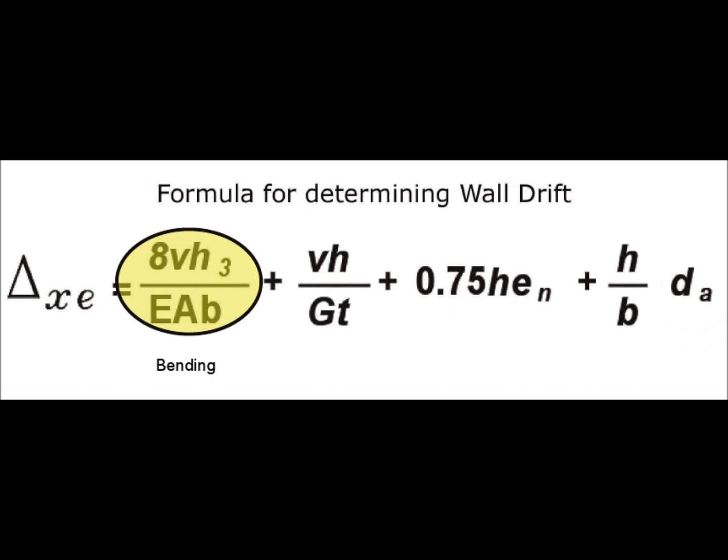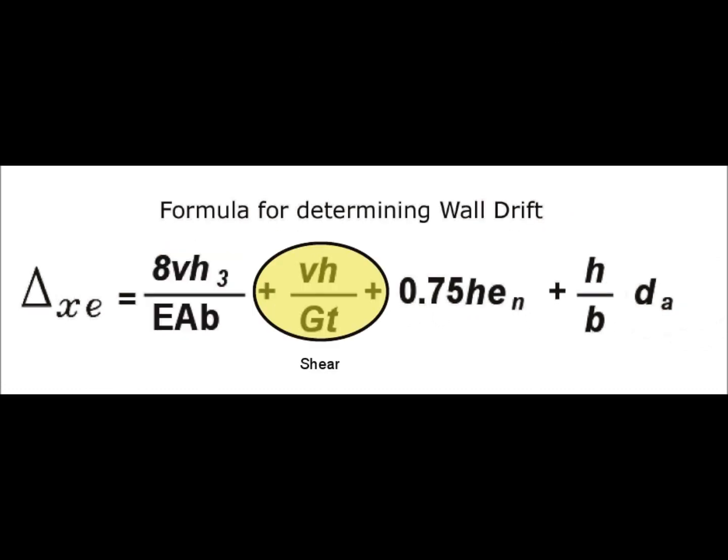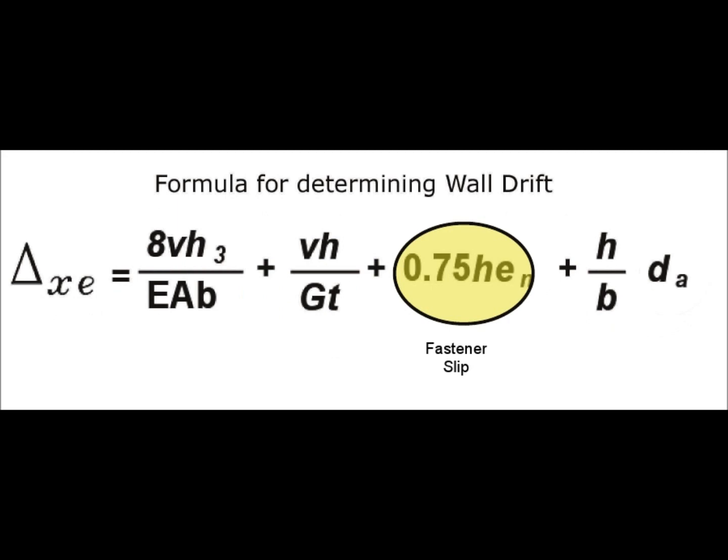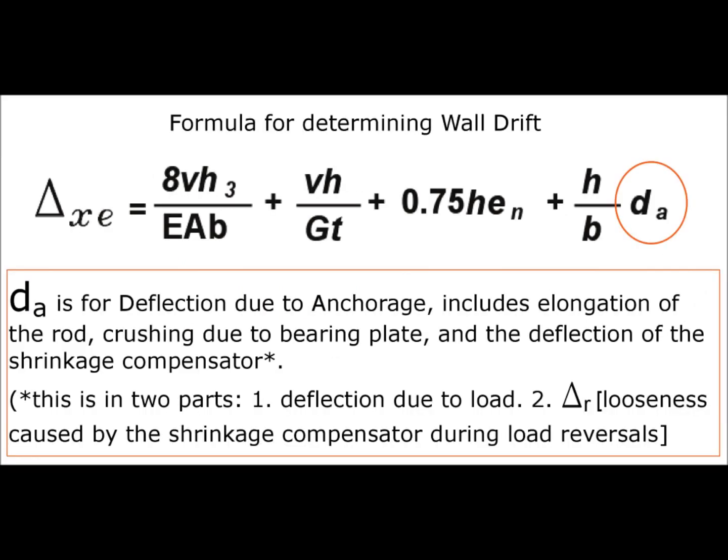The second part is shear. The third part of this equation is on fastener slip. And the fourth is delta A, or deflection due to anchorage. This deflection includes elongation of rod, crushing of wood from the bearing plate, and deflection of the shrinkage compensator.